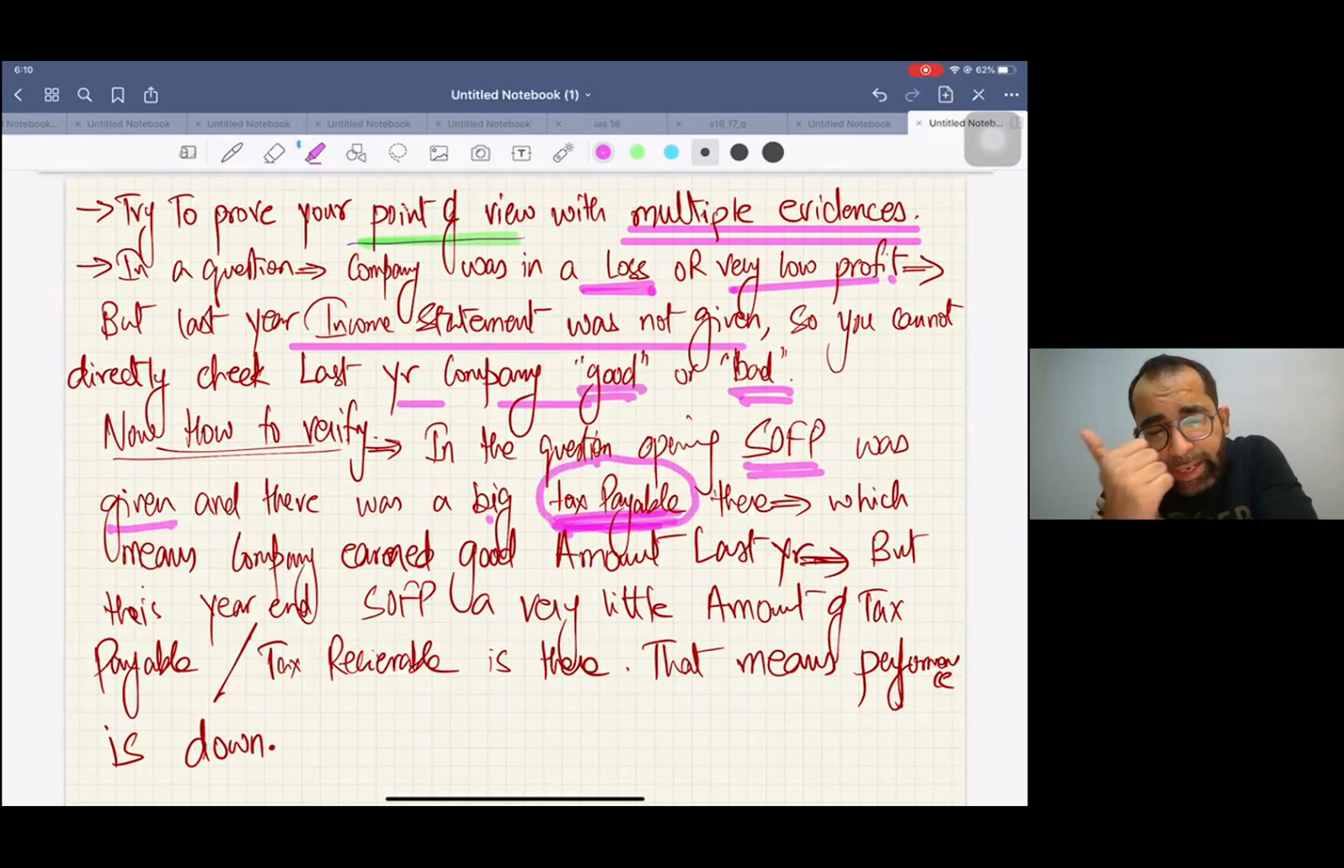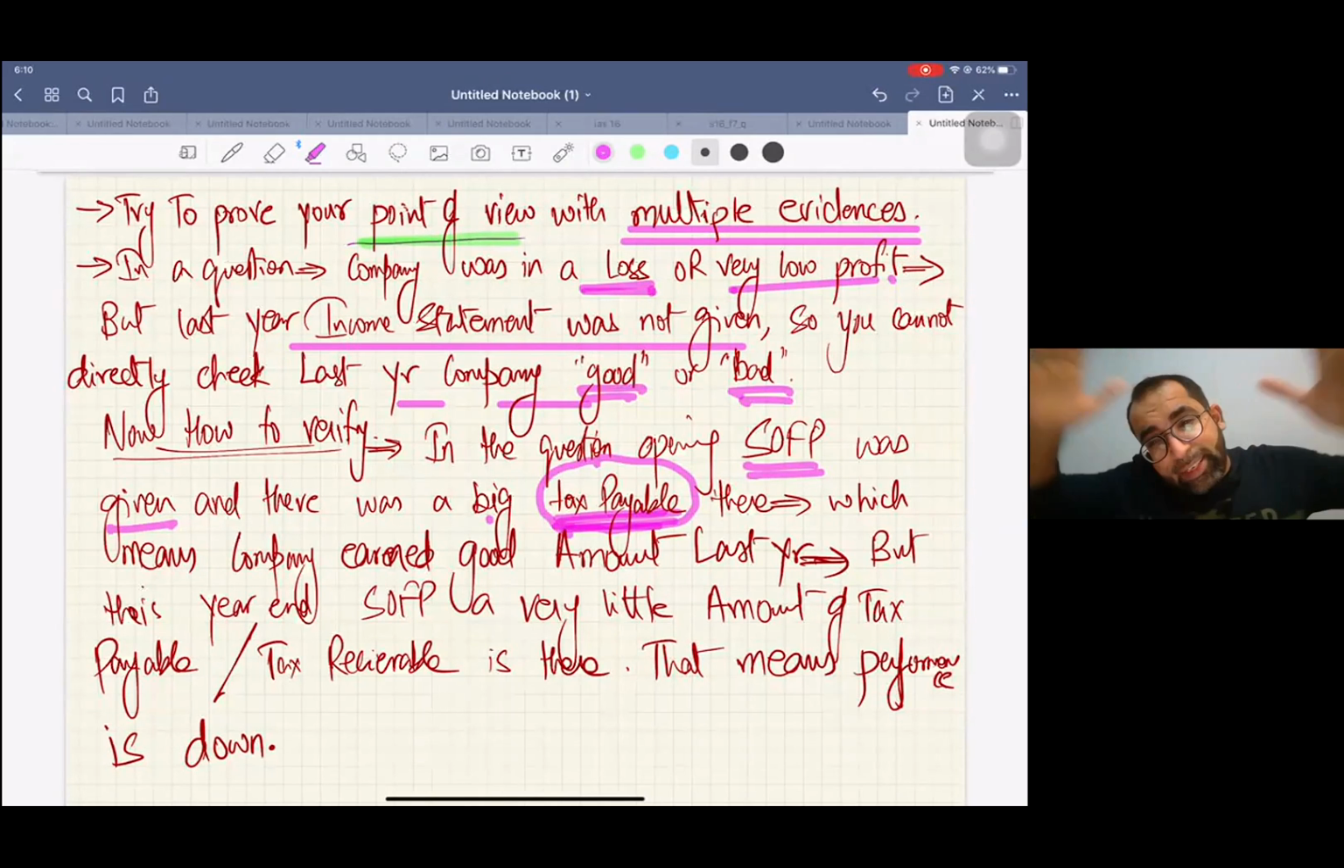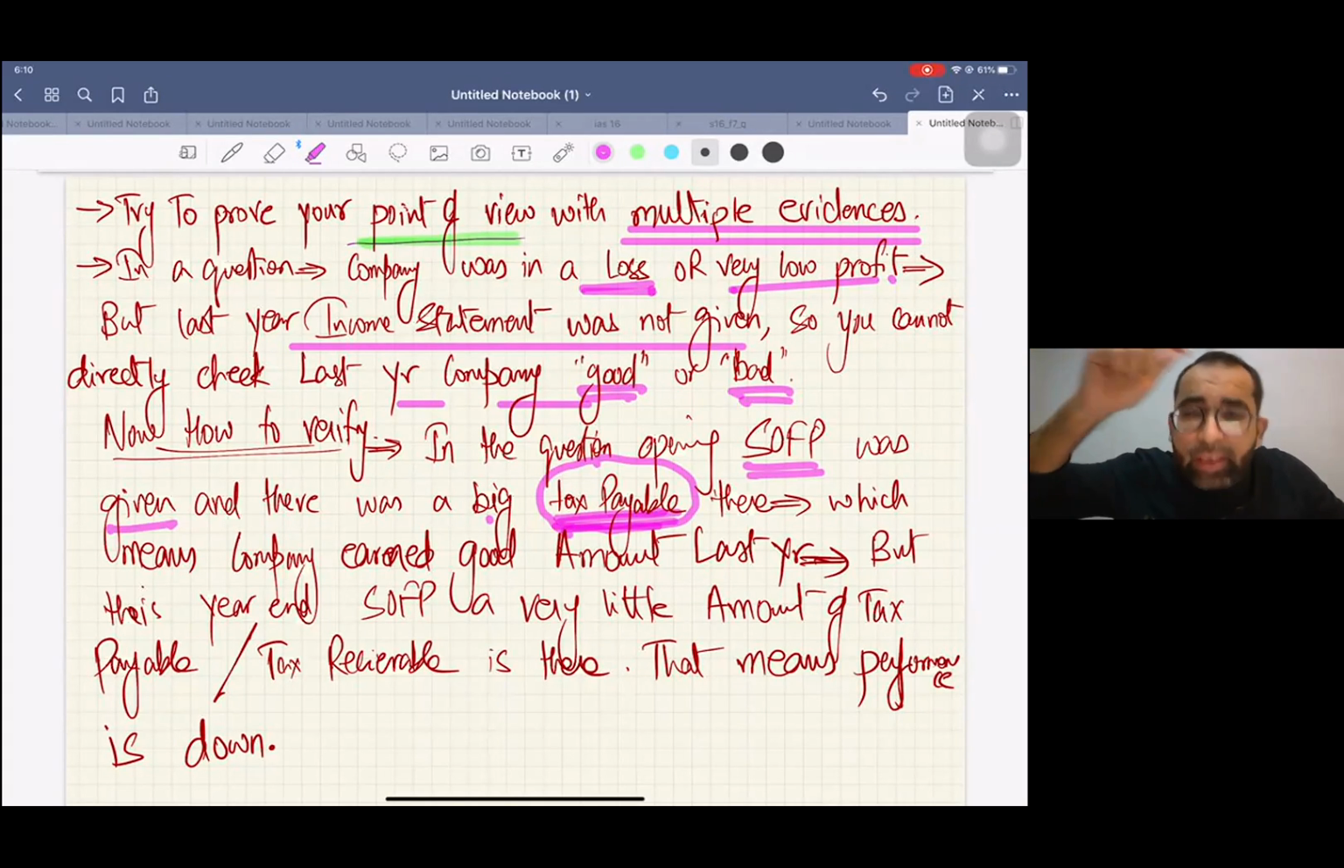And if in last year's closing balance sheet there is a big tax payable, that means the company earned a lot last year. That's why the company has to pay a big tax this year. So this is evidence that the company earned a lot.